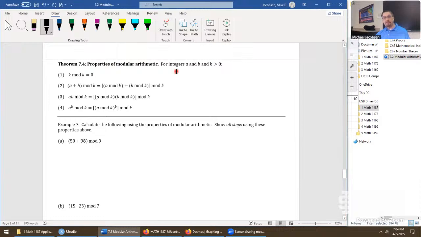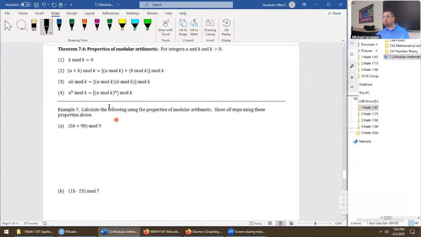Let me know if you're curious about them. I'll be happy to come back in our next class on Tuesday and give a proof of any one of those 3 if you're curious. But really, our goal with these, as the namesake of this entire section, is just to practice doing some modular arithmetic by hand using some of these properties.